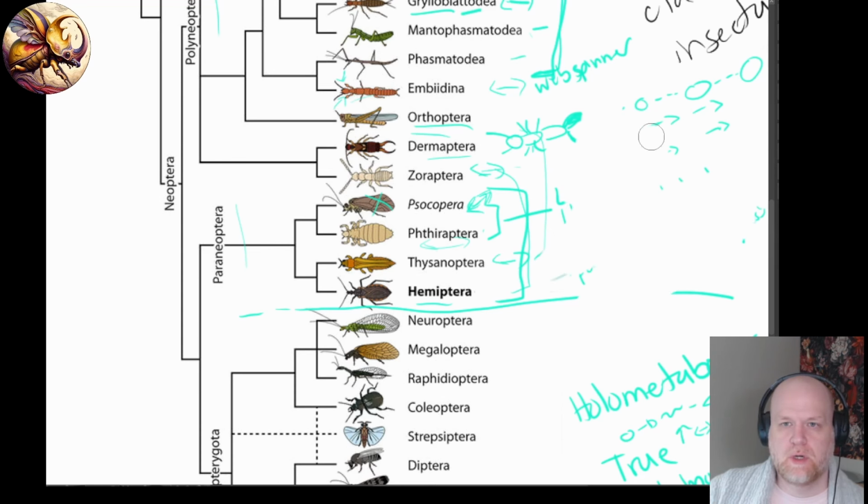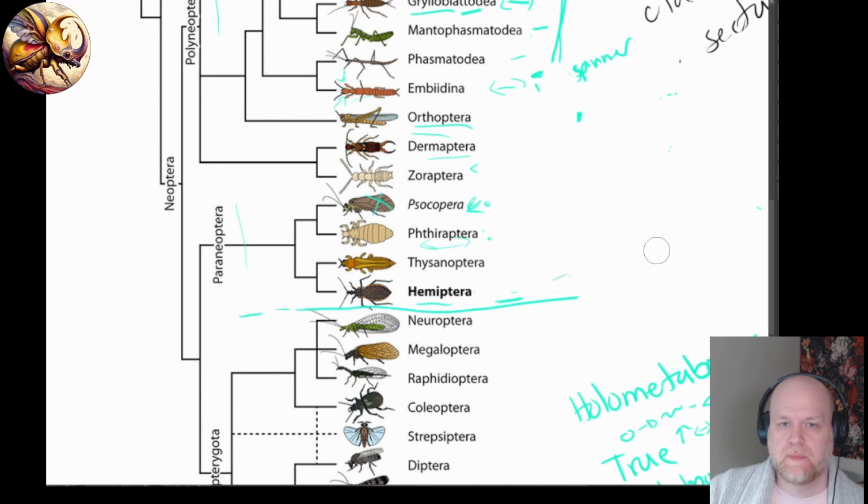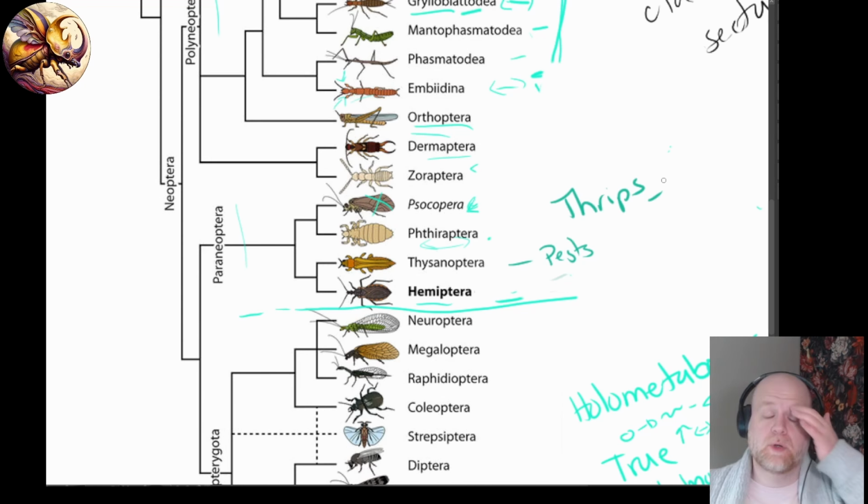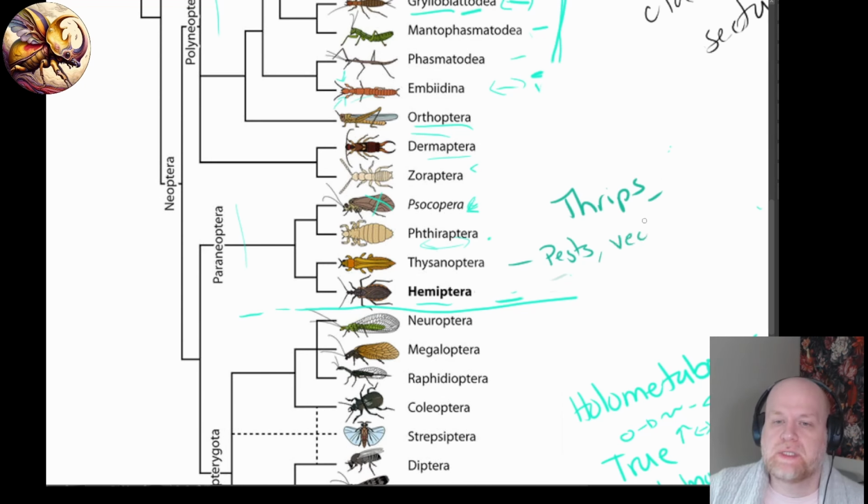So the Thysanoptera are generally called thrips. They are very small. They are very important agriculturally because they are pests. They are called thrips with an S. Singular or plural, the S is always there. They are pests and they generally vector disease. So they spread viruses and bacteria and things like that between plants. They are very important agriculturally.